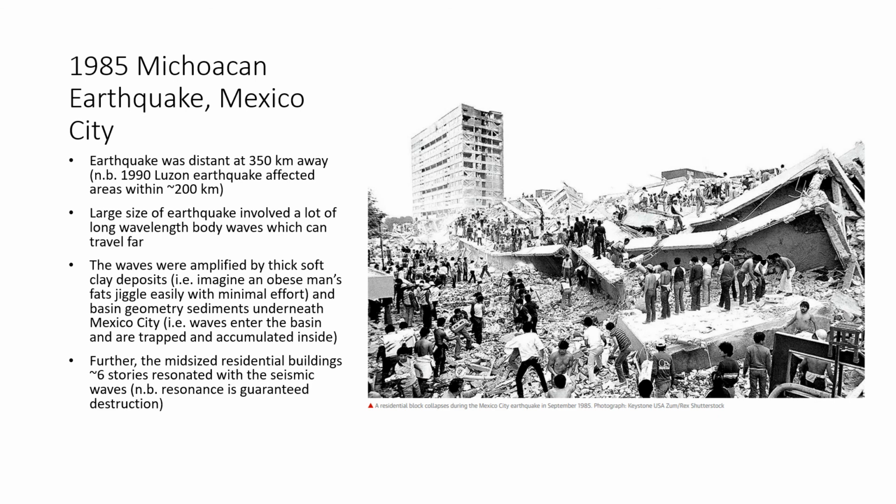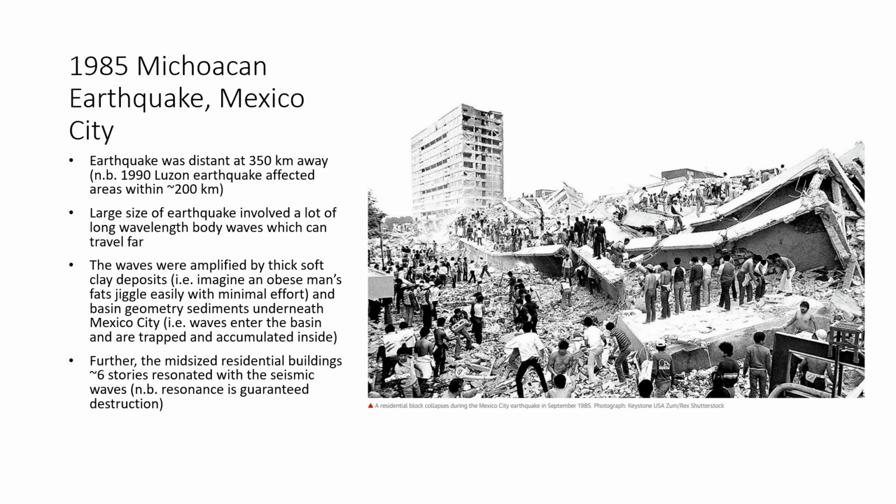All right, for context, this is a very distant earthquake. The earthquake was about 350 kilometers away from Mexico City, which is actually quite far. Because if you look at the 1990 Luzon earthquake, it affected areas within 200 kilometers, and 200 kilometers is already exceptional. So 350 kilometers is actually an amazing feat for an earthquake.